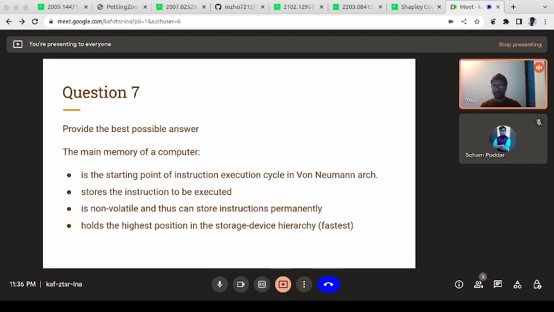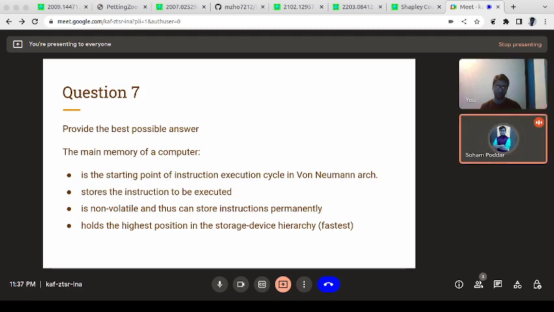Okay, now we proceed to the next question. This is in regards to the main memory of the computer. So the main memory of a computer is the starting point of the instruction execution cycle according to von Neumann architecture. It stores the instructions to be executed. It is non-volatile and thus can store the instructions permanently, and it holds the highest position in the storage device hierarchy. That is, by highest position, I mean that it is the fastest to be accessed. So which among the following statements do you think are correct with regard to memory?